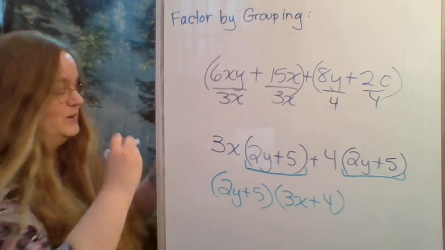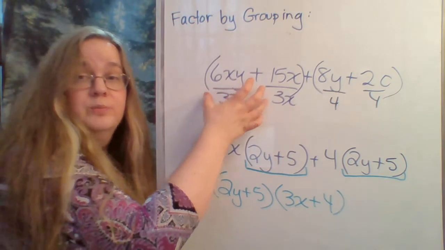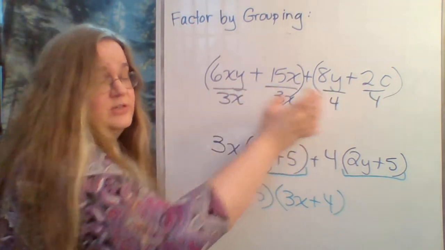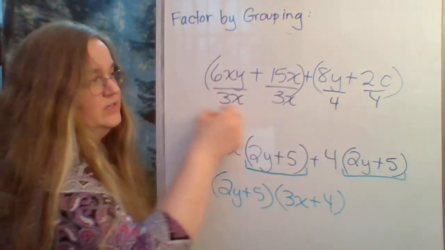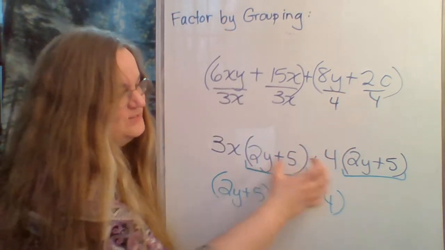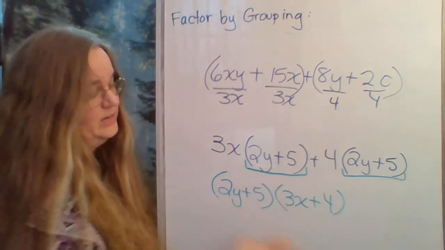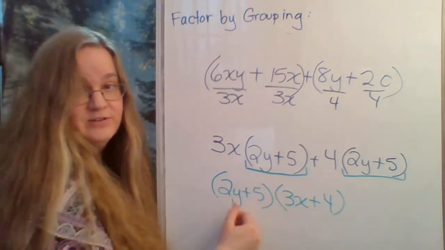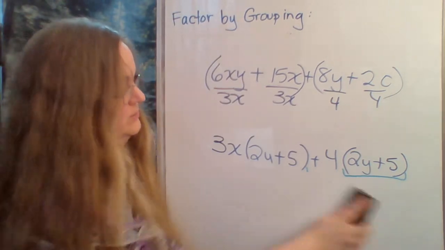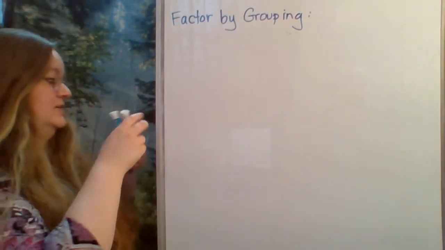Okay? So again, when you're doing grouping, you're grouping it into 2 sections, finding the GCF, removing it, finding the GCF, removing it. And if everything goes right, you should have 2 common binomials that you can actually pull that one out, and then you have it factored into 2 binomials. Okay, let's take a look at another example.